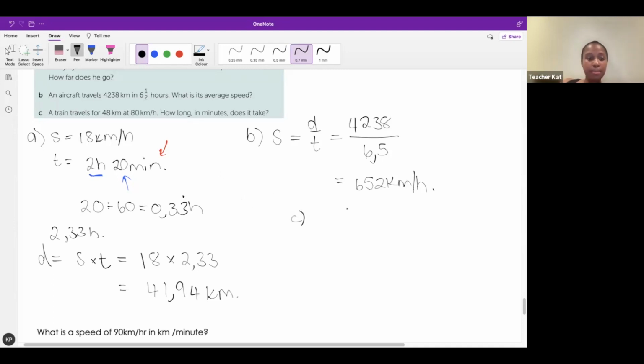Okay, number C. A train travels for 48 kilometers at 80 kilometers an hour. How long in minutes does it take? So we're working out time here, which means, what is my formula for time? Can someone else give me the formula for time? I just want someone else to give me the formula. There we go, distance over speed. My distance is 48. And my speed is 80. So what's 48 divided by 80?